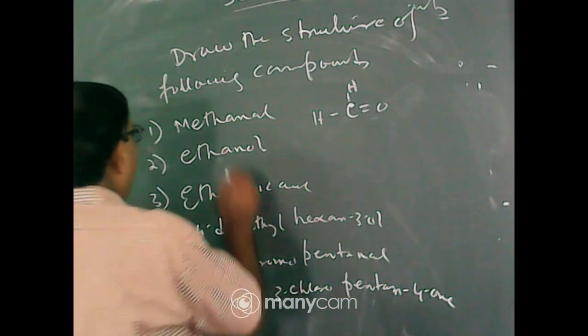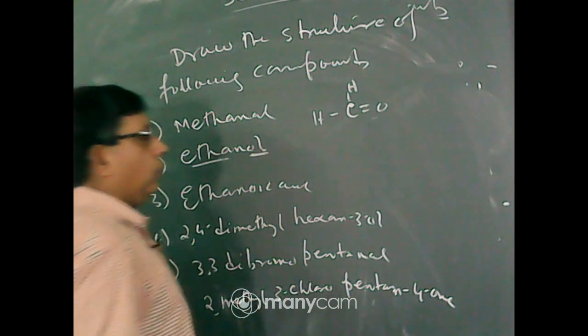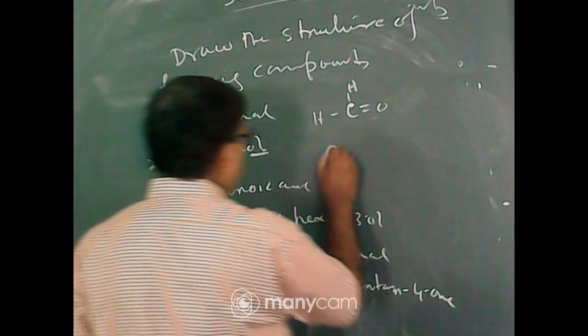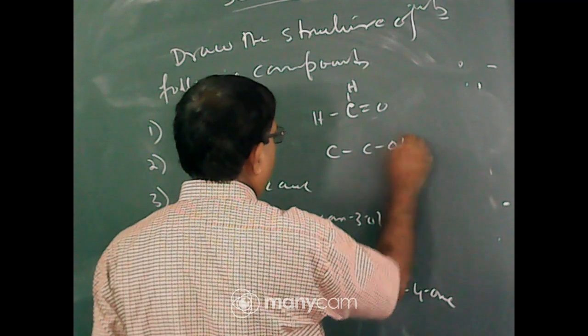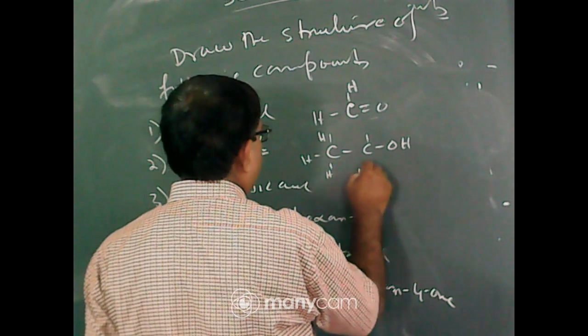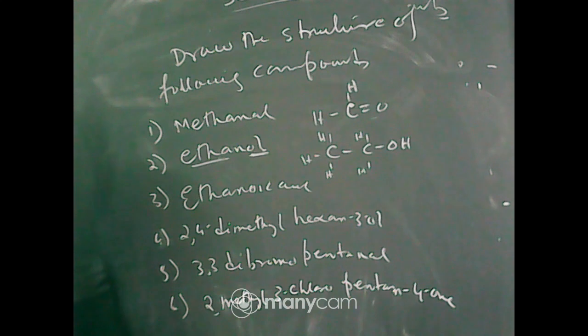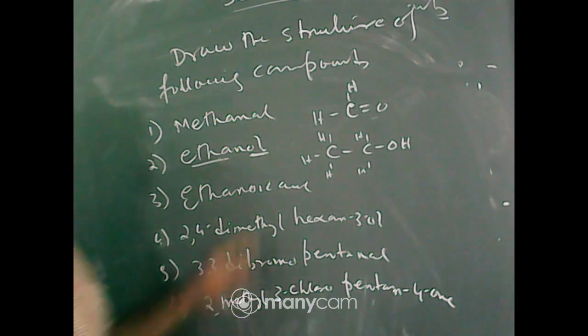Now ethanol: ol is the OH group, and ethan is root word 2. So draw the 2 carbon atoms, one with OH, and fill up the remaining with hydrogen. So CH3, CH2, OH. This will be the structure of ethanol.